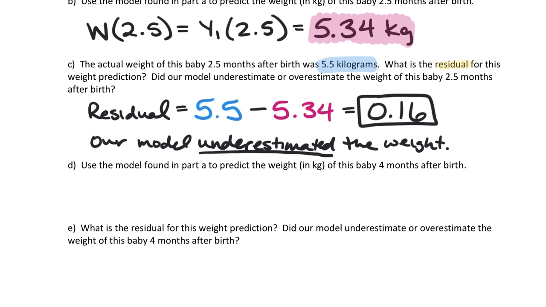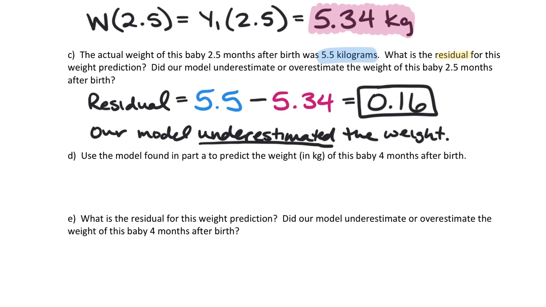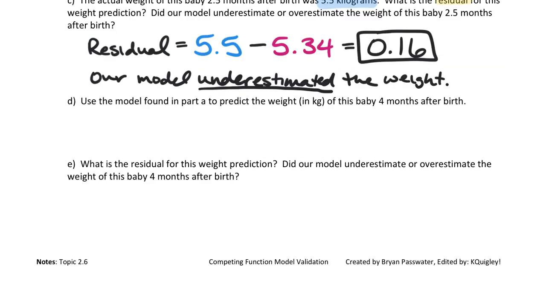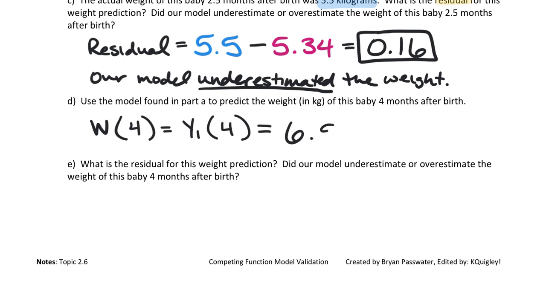Fabulous. Parts D and E are for you. You already have the equation for the model. I want you now to predict the weight of the baby 4 months after birth and then answer part E. Let's see how we did. If we're using the model found in part A to predict the weight of the baby 4 months after birth, that's like asking for W of 4, or in our case, Y1 of 4, because we have our W equation typed into Y1. And did you get 6.54 kilograms? Amazing. So we know that this is our predicted value for 4 months.